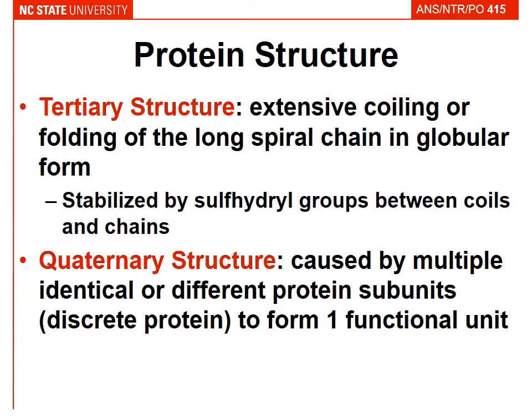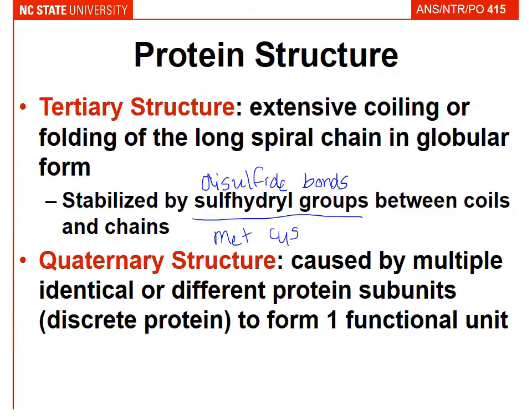So our tertiary structure is where we get extensive coiling and folding. You have more ion interactions. These are typically stabilized by sulfhydryl groups, which are also referred to as disulfide bonds. If you can remember which 2 amino acids have those sulfurs in them, those are going to be our methionine and our cysteine, which are really contributing to those disulfide bonds and that tertiary structure.